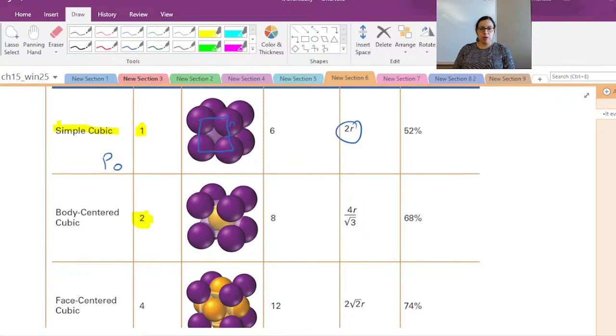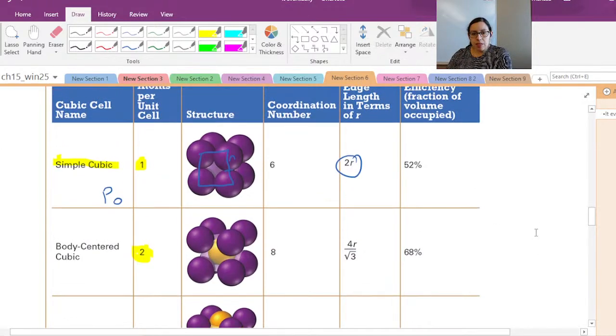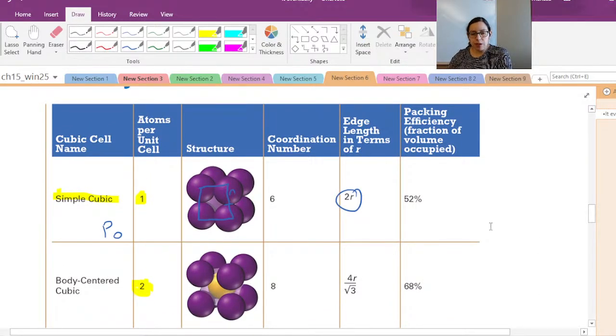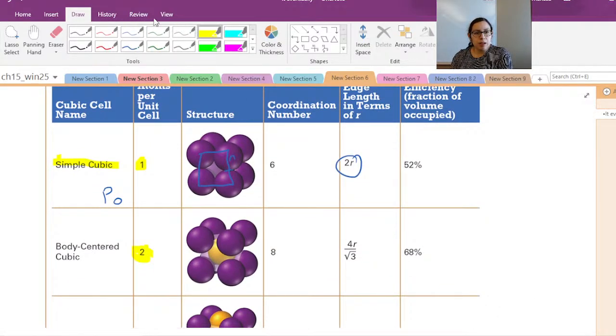And so then coordination number is 8. I was going to try to find a better picture representing that, but I have to come back to that. And then again, relevant for calculations that we might encounter in this class is our edge length. So now it's 4 times the radius of our atom over the square root of 3.